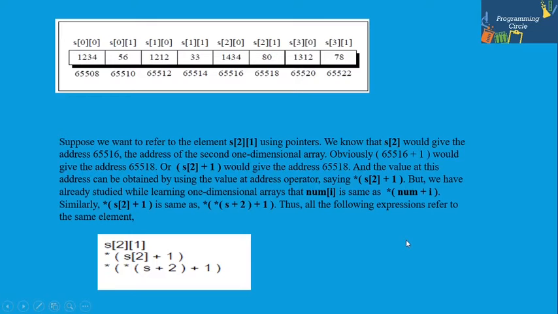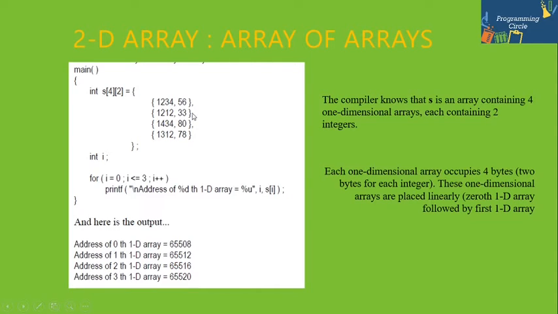Now, how do we print or access a value using a pointer to a 2D array? Suppose we want to refer to the element S21, which is this one, nothing but 80, using a pointer. We know that S2 would give the address 65516. So basically S2 will give us the address 65516, the second row, zeroth column. Second row, zeroth column means this one.